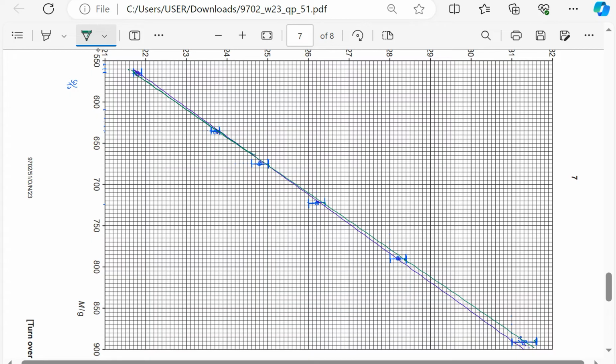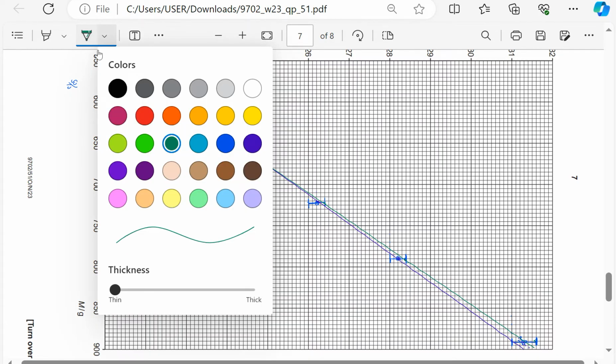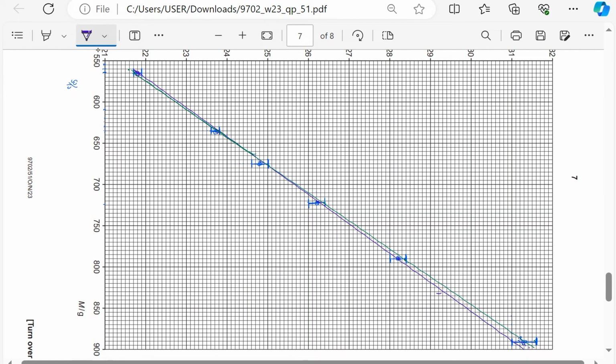So you have to label the lines. So I'll label these lines carefully. This one is going to be the line of best fit. You can just say best fit. And this one is going to be labeled worst fit.